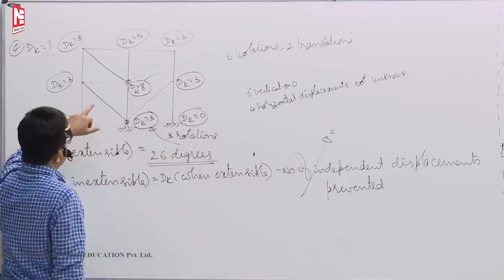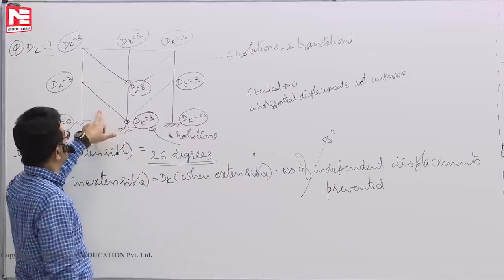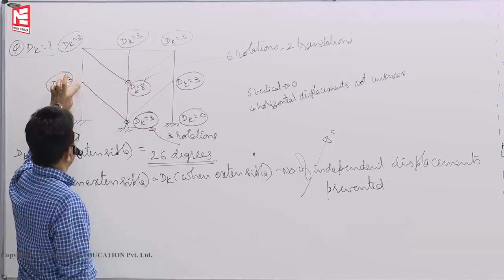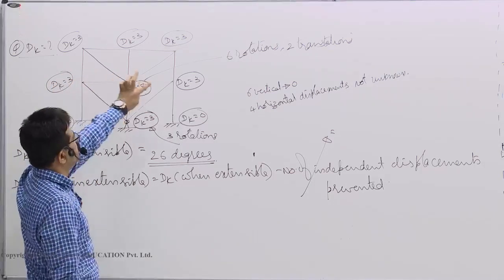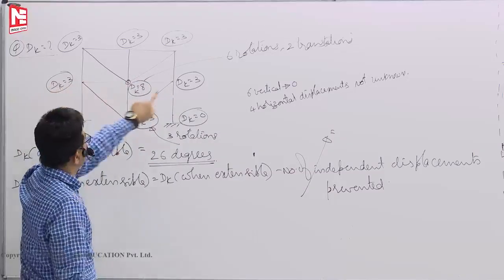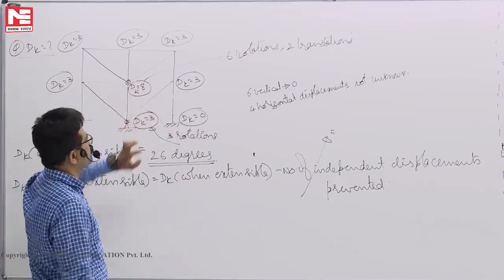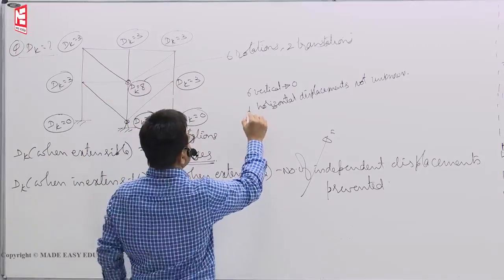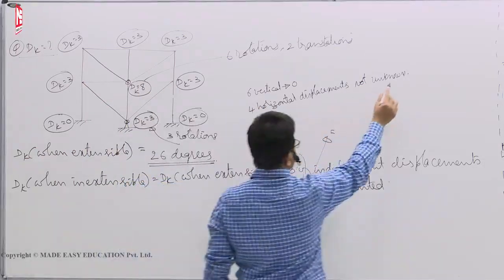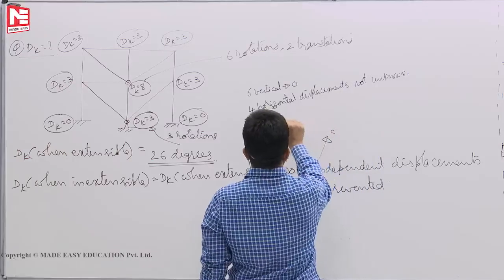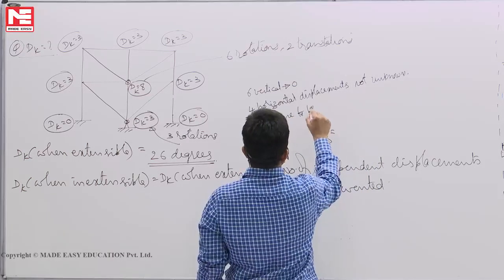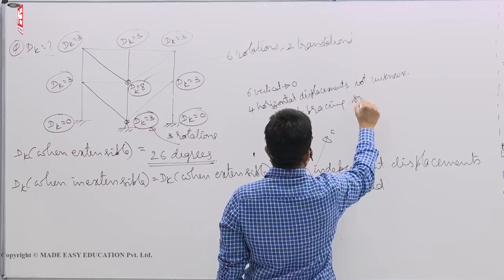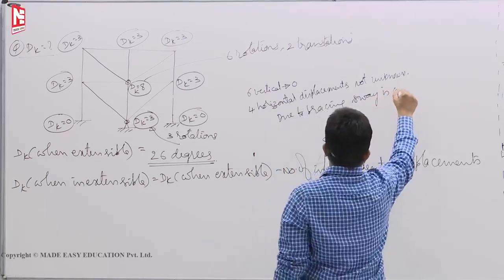Now you see, if the members are inextensible, it can also not sway. So sway is not possible. So you have to count now, since sway is also not possible, 4 horizontal displacements not unknown due to bracing. Sway is also not possible.